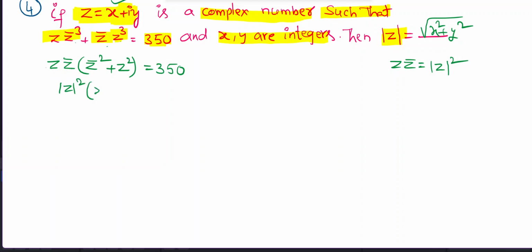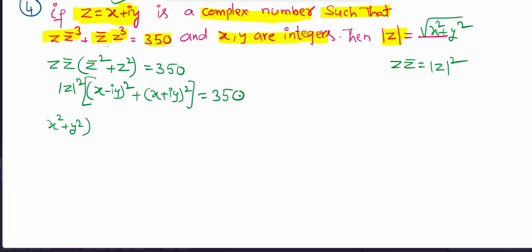Z bar means the conjugate complex number, that is x minus iy whole square, plus z square, where z is x plus iy. This is x plus iy whole square is equal to 350. So mod z square, that is x square plus y square, into this is in the form of a minus b whole square plus a plus b whole square, that is 2 into a square plus b square, that is x square plus i square y square, is equal to 350.